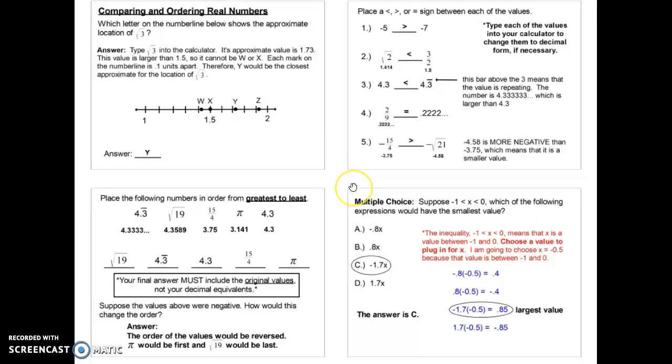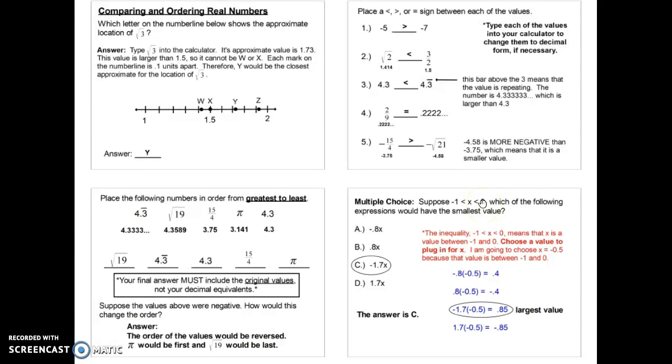Now in this example here, we have, suppose that -1 is less than x, which is less than 0. We want to know which of the following expressions would have the smallest value. Now with these, and these are going to be very important, you're going to see these a lot. You need to decide what this value of x is. You can pick anything that makes this inequality true. So we need a value for x that is smaller than 0, but bigger than -1. So you can pick anything between -1 and 0.